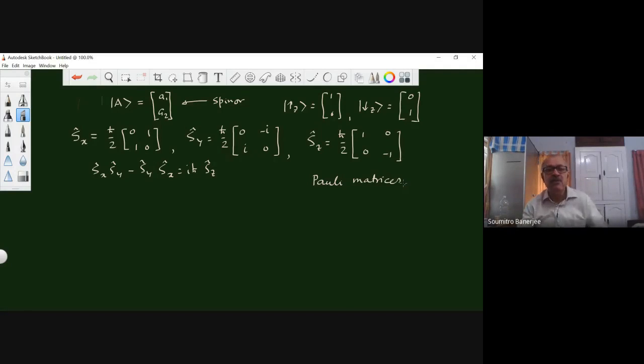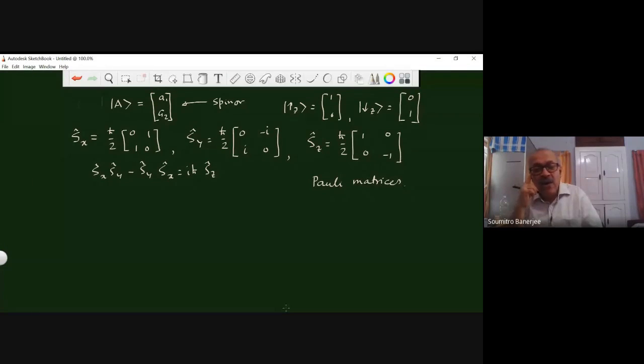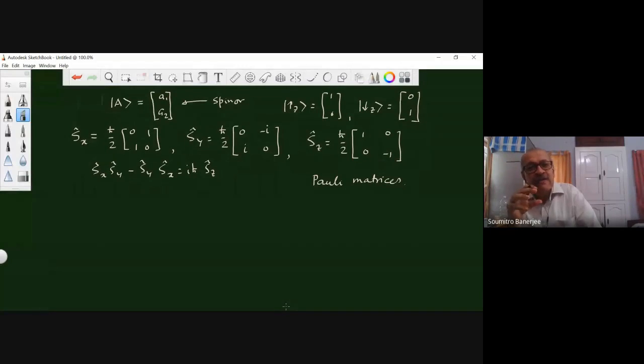Okay, is it clear how the Pauli matrices are obtained? So these are the Pauli matrices, and if we apply these matrices on any arbitrary spinor, then the spinor will change to some other direction, and the eigenvalues of the matrices are the things that you observe. So the eigenvalues are h cross by 2 and minus h cross by 2. These are the things that you actually observe.